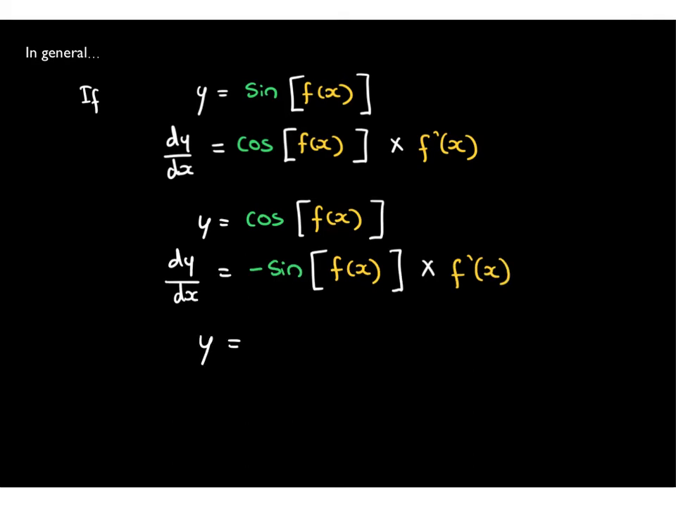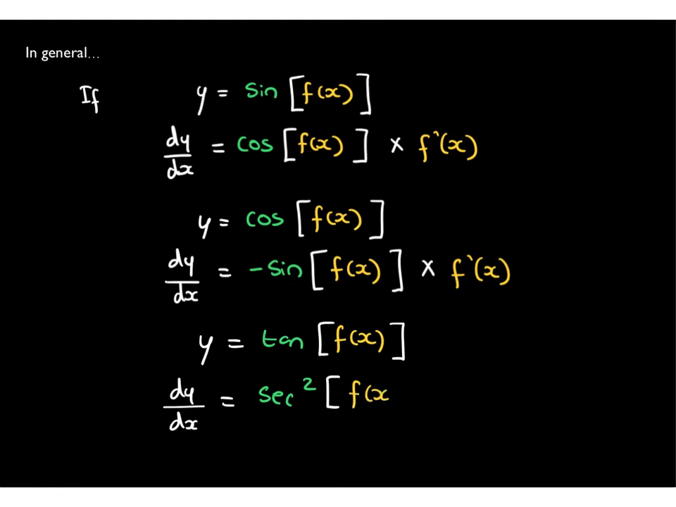And lastly, if y equals tan of f of x, then dy by dx is equal to sec squared, because tan differentiates to sec squared of this inner function f of x. But again, we need to multiply by the derivative of the inner function because that's how the chain rule works. So multiply by f dash of x.